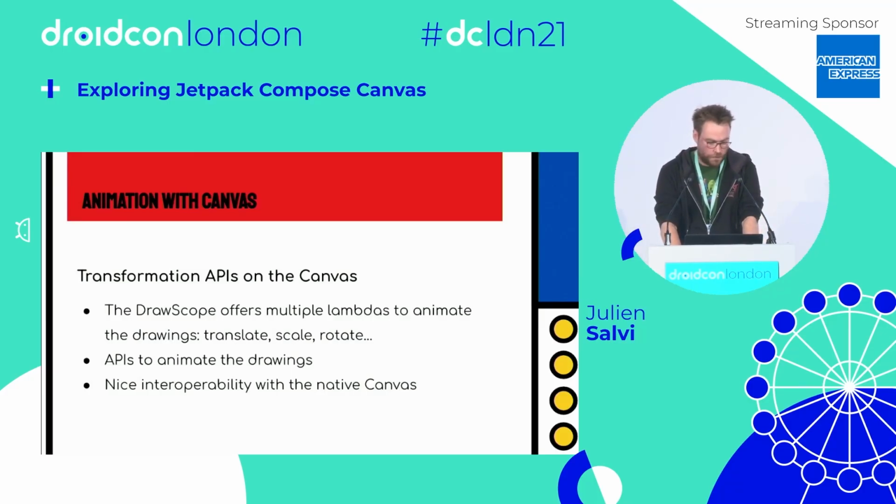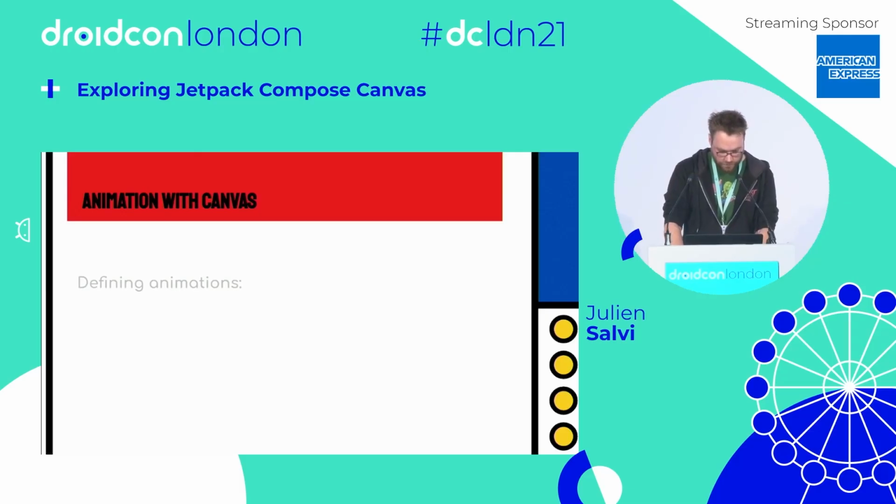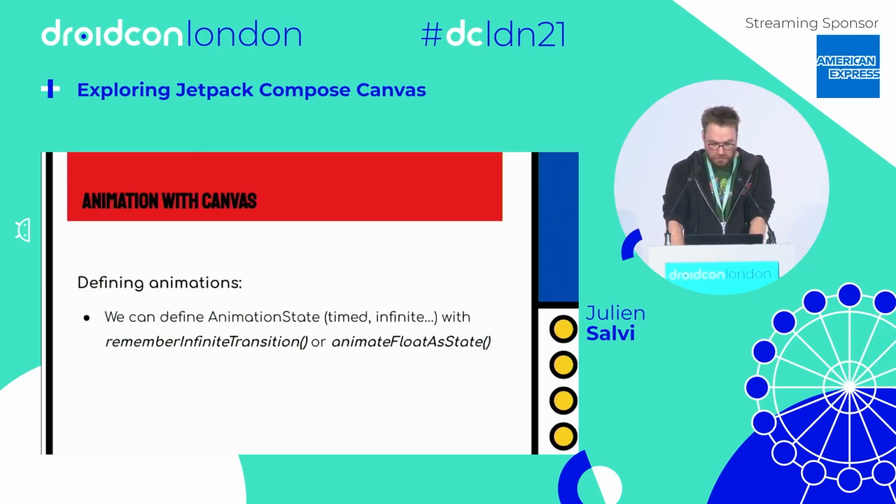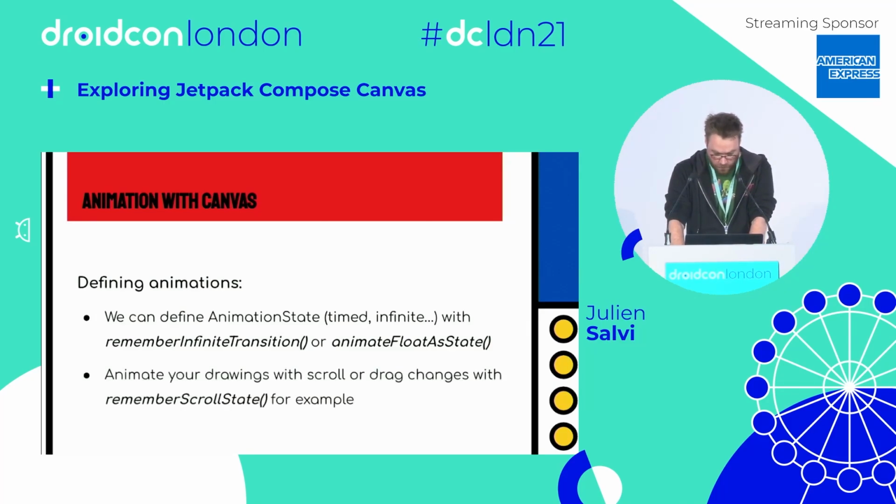And that's a very nice thing, because as we've seen before, for drawing a text you have to use the native canvas, and I want to animate this stuff? Yes, I can. So we'll be using some classic animation flow here. I'm going to define an animation state here with rememberInfiniteTransition and, for example, animateFloat as state, in order to pass it to my canvas. And then we're going to animate some drawings.